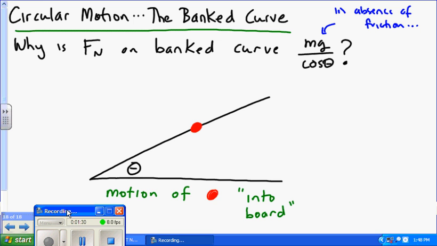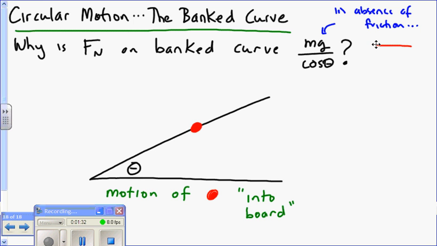You might notice I wrote that up in the top corner here. So Fn on a banked curve is mg over cos theta in the absence of friction, which is all the typical examples that we do or test questions you might have in the grade 12 course. Having said that, I put the last example, number 9, on your handout sheet as a bonus, and it does incorporate friction. It's a bit beyond the scope of the course, but I would love to see you try to develop the formulas and come up with a maximum speed in the case of friction.